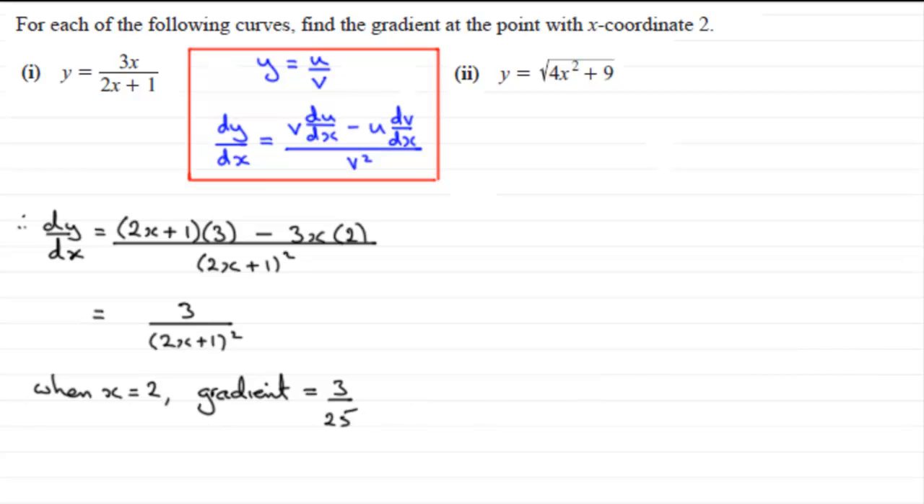Right, now for the next part, part 2, we've got to differentiate y equals the root of 4x squared plus 9. And to do this, we're going to need to use the chain rule. I'm going to think of this as y equals 4x squared plus 9, all to the power half. When you're to the power half, it's the same as square rooting.